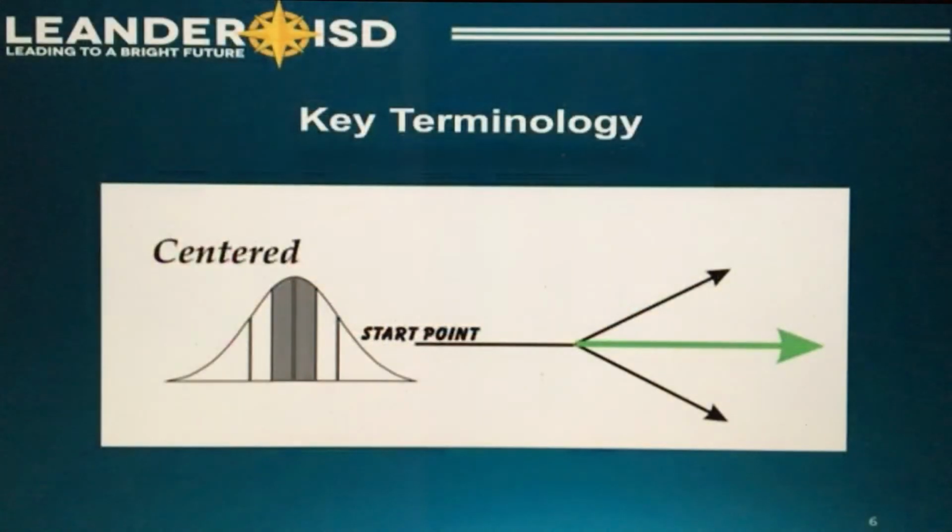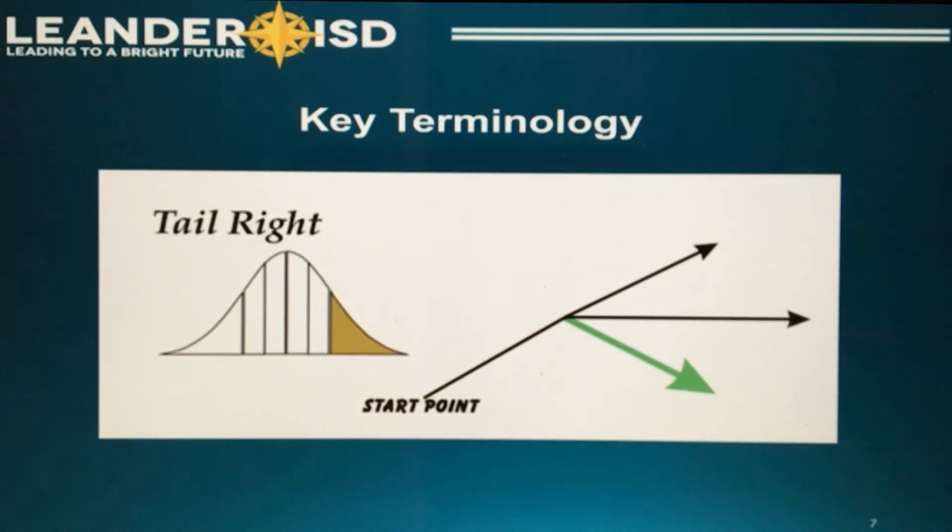Centered students on the bell curve perform as we would expect them to have performed. So given no intervention, we can predict that they will perform right on target with what they've performed in the past.